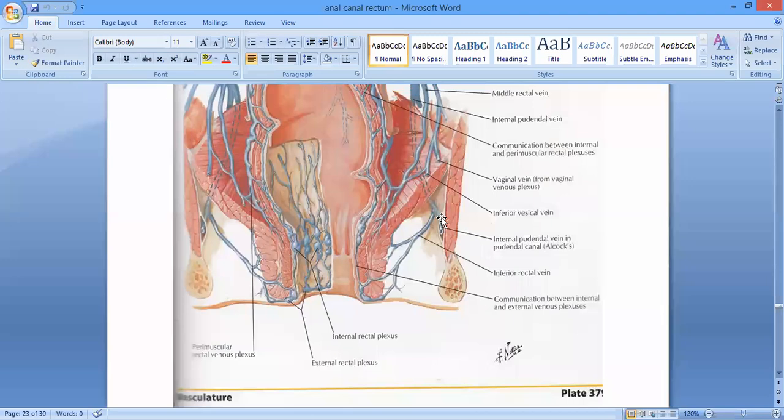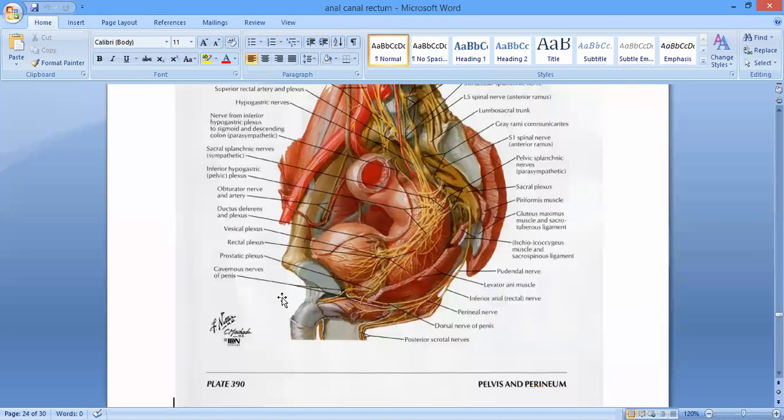So the important thing is that these three sorts of veins are going to make the anastomosis in the lower part of the rectum and the upper half of the anal canal over here. They are going to form the internal venous plexus, and the other one over here is the external venous plexus, right? Okay, now the lymphatic drainage. Lymphatic drainage, I have told you before.